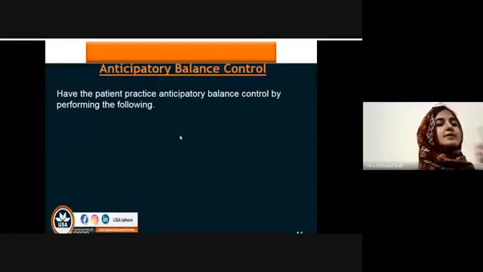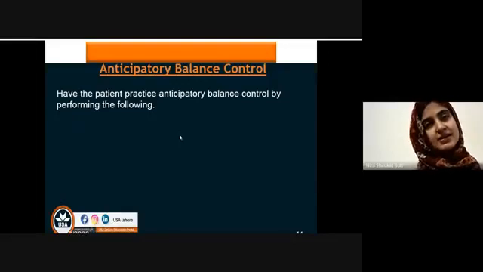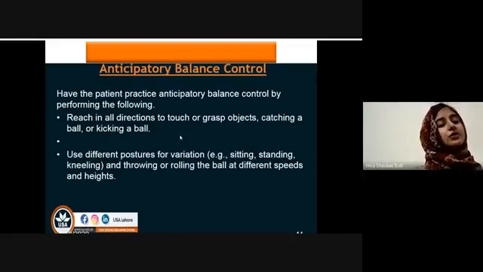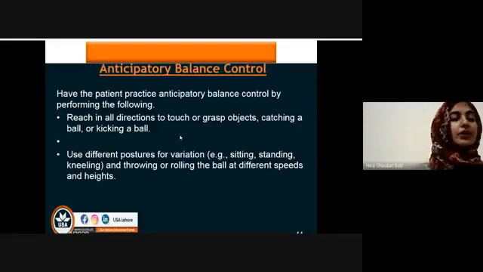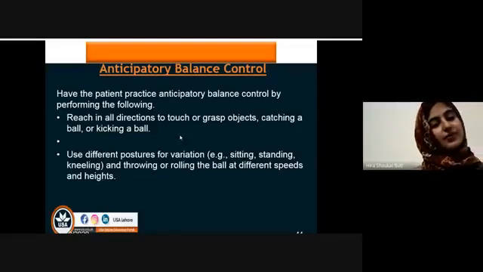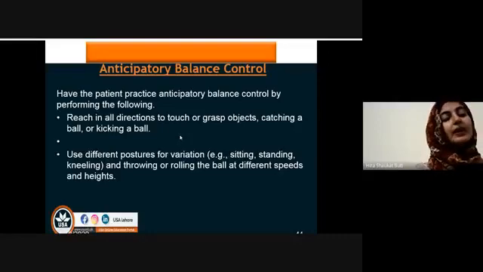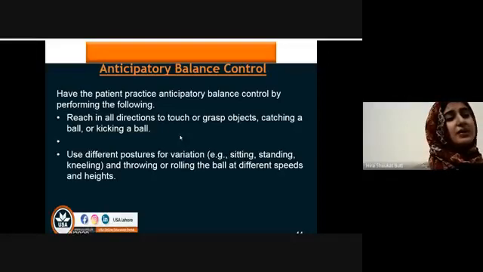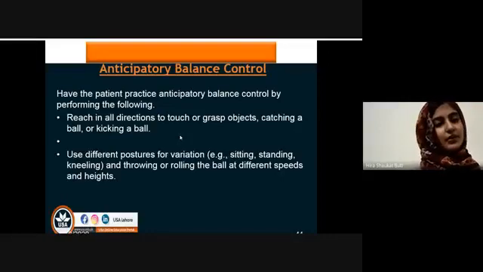Okay, so these are the things you can go for in the balance exercises, but they must be supervised in any case. Okay. Then comes the anticipatory balance control. In the anticipatory balance control, you can ask them to reach in all the directions to touch or grasp objects, such as catching a ball, kicking a ball. You can ask them to use different postures for variation, for example, sitting, standing, kneeling, and throwing or rolling the ball at different speeds and heights. All right. So in the anticipatory balance control, you can add some tricky tasks while maintaining their balance.